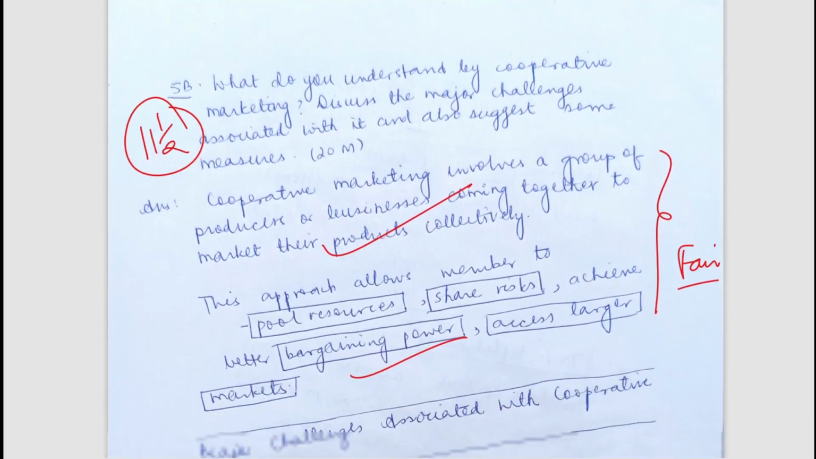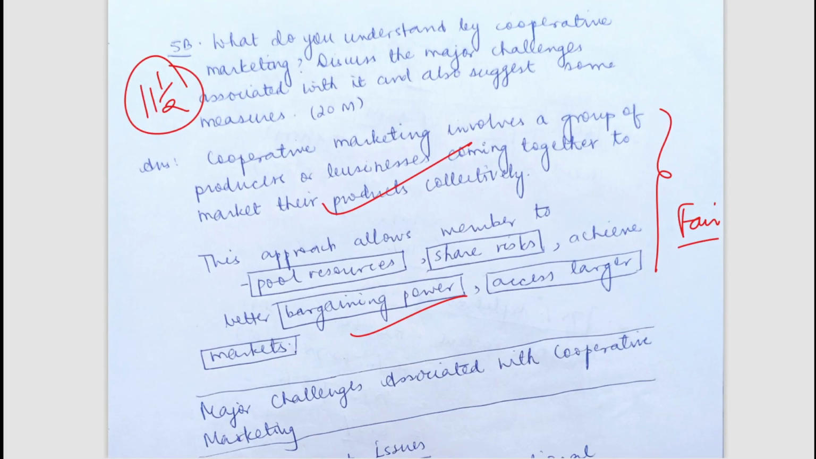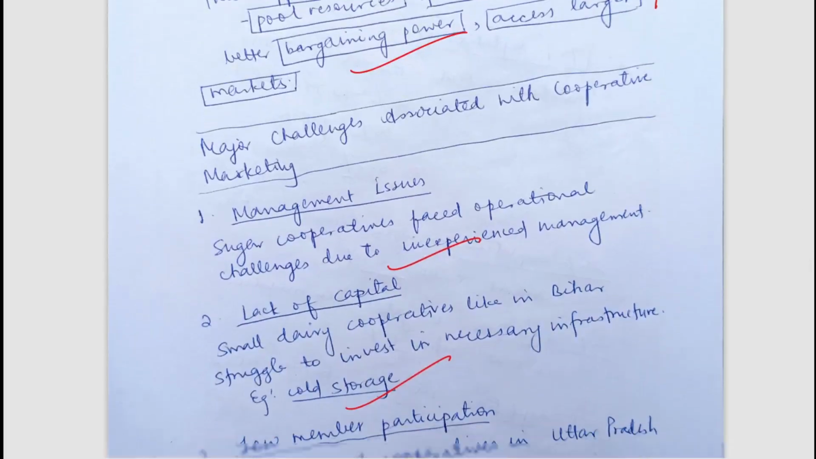Now the next question was, what do you understand by cooperative marketing? Discuss the major challenges associated with it and suggest some measures. So we all know what cooperative marketing is: when many producers come together and cooperate with each other to increase their production, and they pool resources so that their production is increased, their bargaining power is increased, the yield is increased. All these things lead to cooperative marketing, and all these are the benefits of cooperative marketing. What are the challenges?